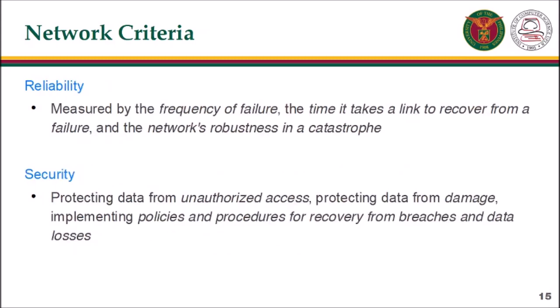In addition to the accuracy of delivery, network reliability is measured by the frequency of failure, the time it takes a link to recover from a failure, and the network's robustness in a catastrophe. Network security includes protecting data from unauthorized access, protecting data from damage and modification, and implementing policies and procedures for recovery from breaches and data losses.